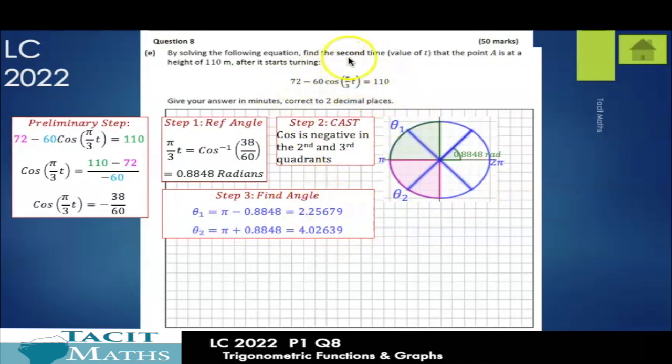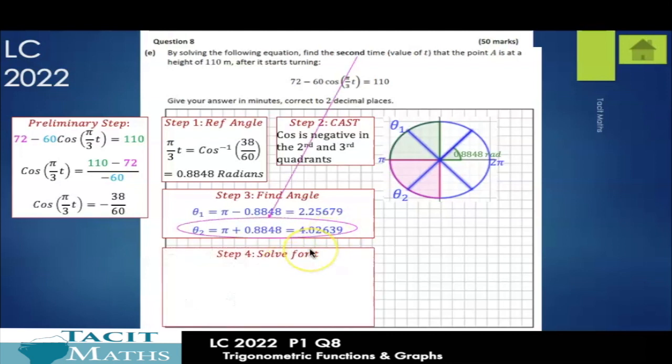Now the thing is though, we want to find the second time. So you could work away with this if you want, but this one is actually irrelevant. This is the second time, and I'll show you in a second what that actually means. So it's actually only this one we're concerned about. So now your final step is we solve for t. At this point, we know that pi over 3 t is equal to this. So simply divide by pi over 3, or multiply by 3 over pi, whatever you want to do, and you get an answer of 3.845.